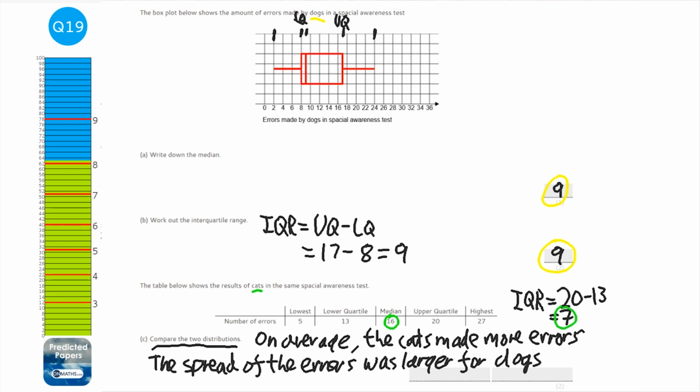And again, write down the fact that the dogs had an interquartile range of 9 and the cats only had an interquartile range of 7. And that just shows how spread out our data is. So the cats were more consistent with their data, the dogs were a bit more spread out.